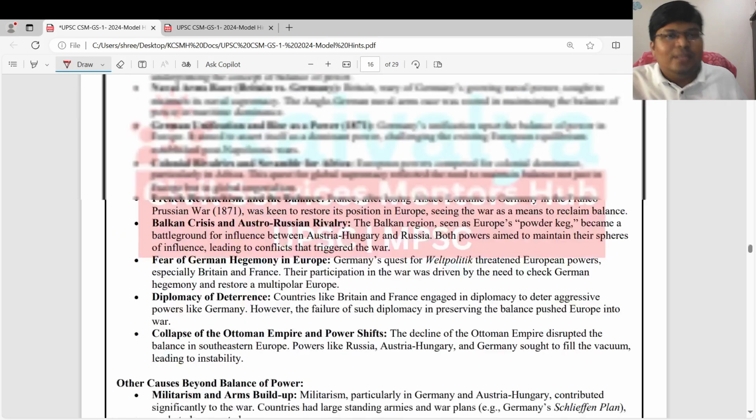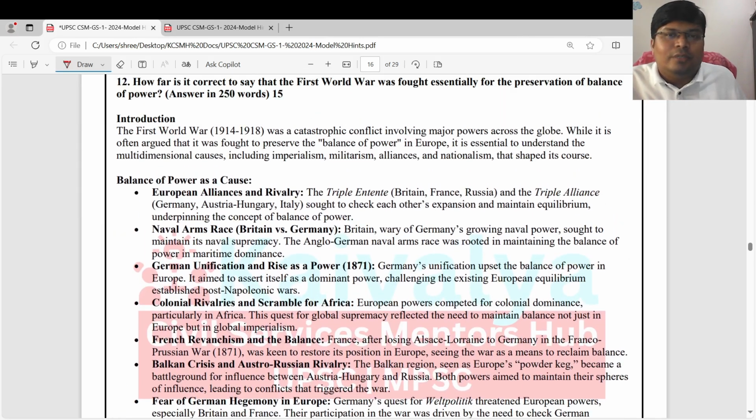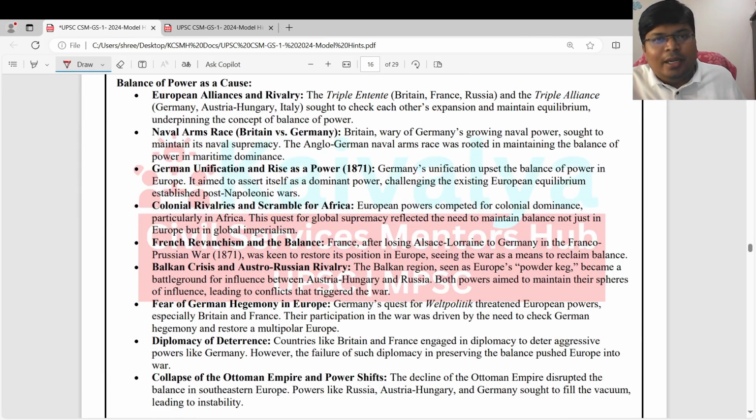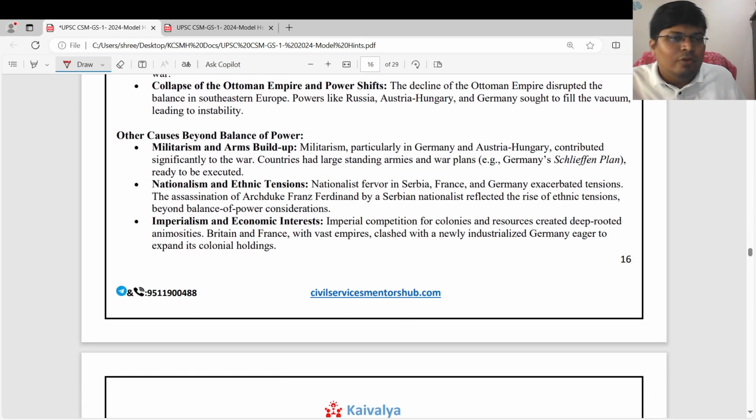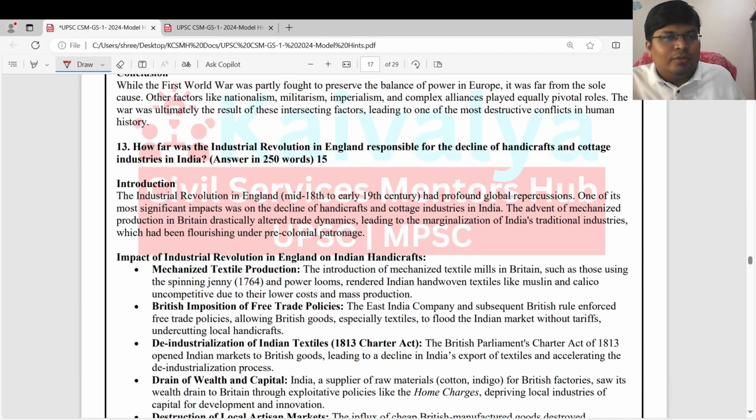It was easier said. If you are following the previous year question paper and you are interlinking it with your sources, then obviously it will become easier for you to write down the answer. Then the next question was: how far was the Industrial Revolution in England responsible for the decline of handicrafts and cottage industry in India?